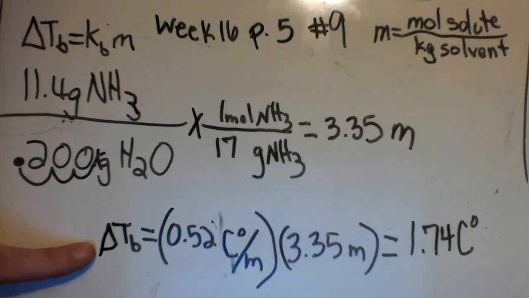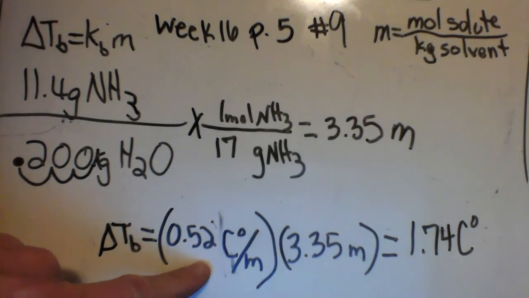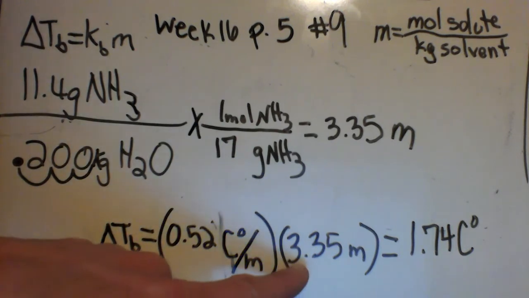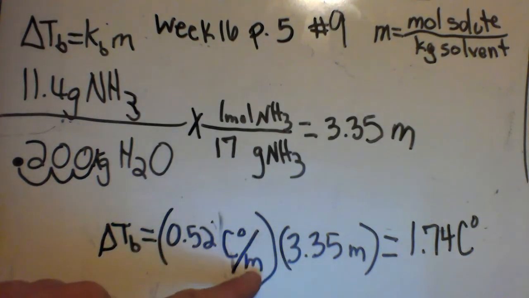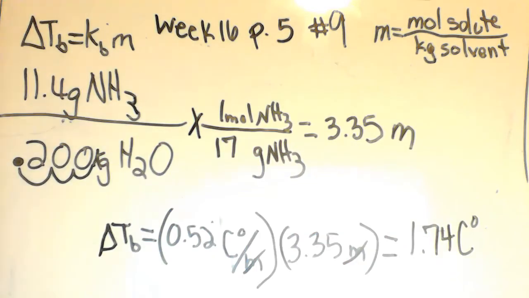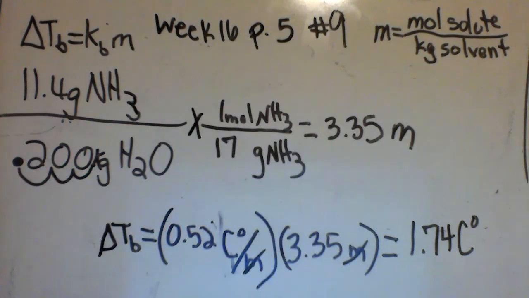When we substitute numbers into this boiling point elevation equation, we find that the boiling point elevation is equal to the boiling point constant for water, 0.52 Celsius degrees per molal, times 3.35 molals. The molals cancel out. And that gives us 1.74 Celsius degrees of elevation when ammonia is added to water.